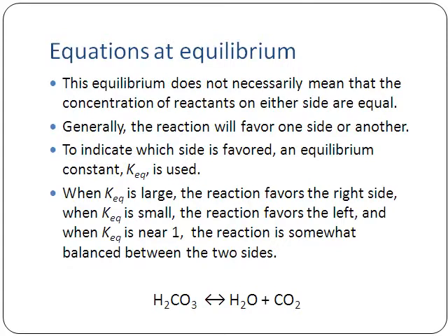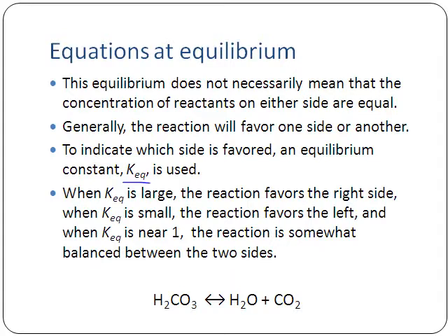As we said, this equilibrium does not necessarily mean the concentration of reactants on either side are equal. You could have a case where equilibrium means that there's a whole lot of the stuff on the left and not much on the right. Or vice versa. There's a whole lot of stuff on the right and not much stuff on the left. So generally, any reaction is going to favor one side or the other. It's going to favor the left, or it's going to favor the right. And to show which side is favored, we use something called an equilibrium constant.